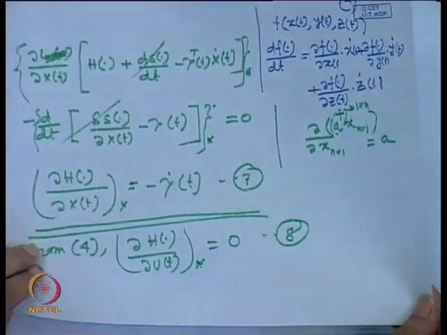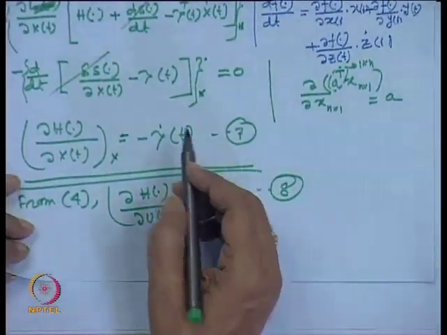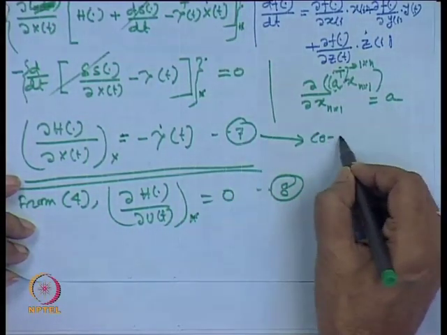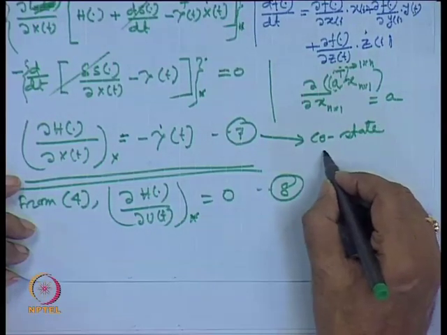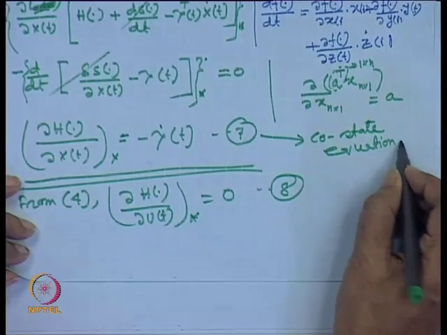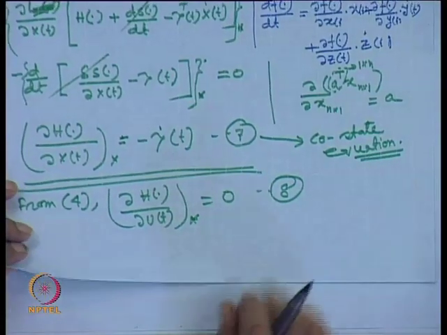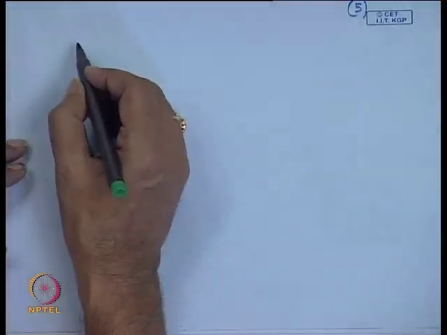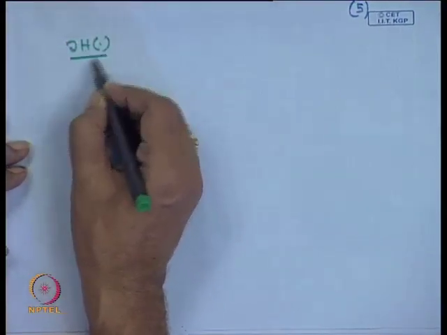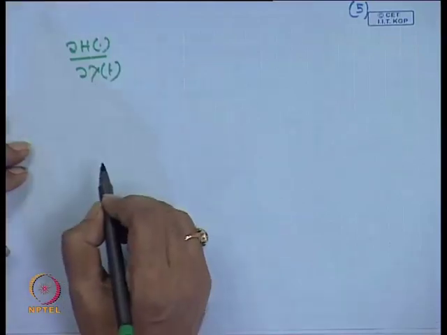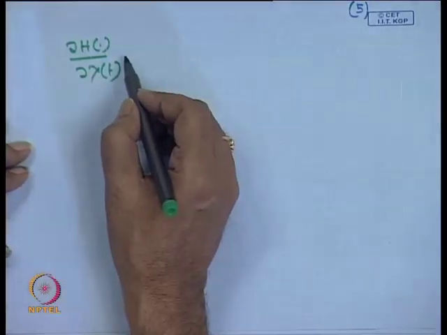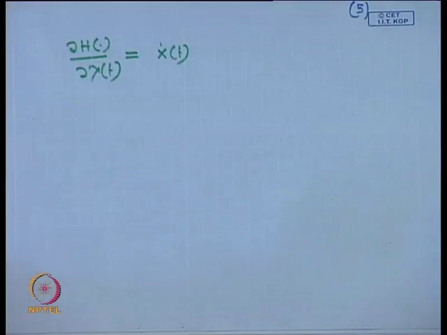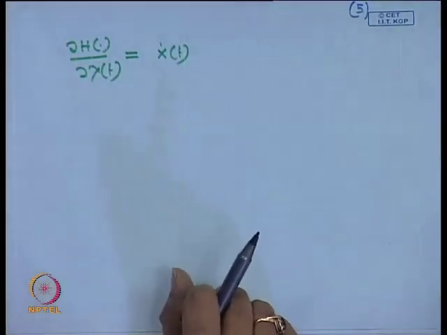Now you see this one, another expression. The equation number 7 is called the co-state equation. Agree? So, this is the co-state equation. Another equation one can derive this way: del H del lambda is equal to x dot of t.